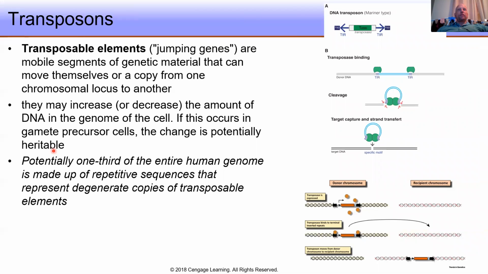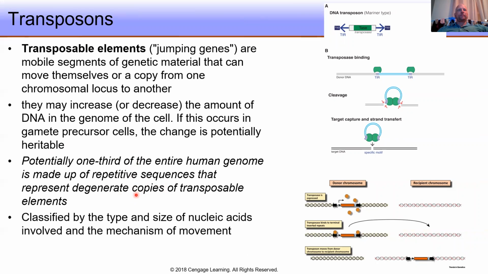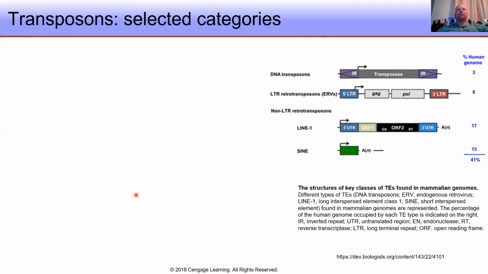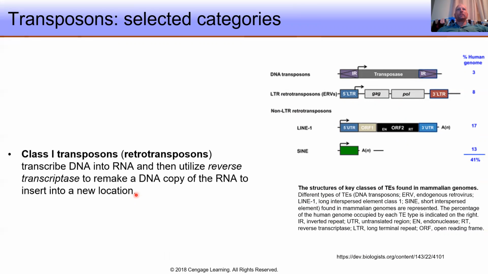Up to 1/3 of the entire genome may be made of repetitive sequences that come from degenerate copies of transposable elements. We classify the transposons by their type and size and how they actually move. So here we have different categories of transposons.